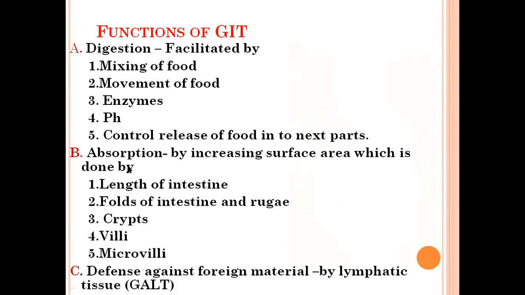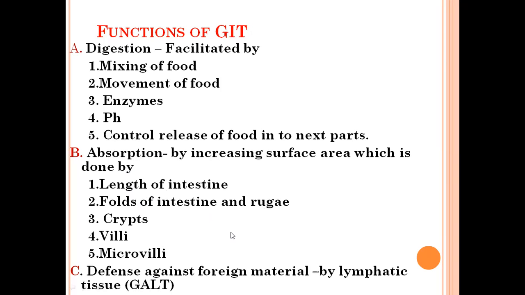The surface area of the small intestine is highly increased because of the folds, which are called villi. Not only that, when we see the microscopic level, the cell membrane of the lining cells also will show folds, which are microvilli. The length of the intestine is quite lengthy. The small intestine itself measures as long as 5 meters. The folds we see inside the stomach are rugae. There are crypts, villi, microvilli. All these things are helping in absorption by increasing the surface area.